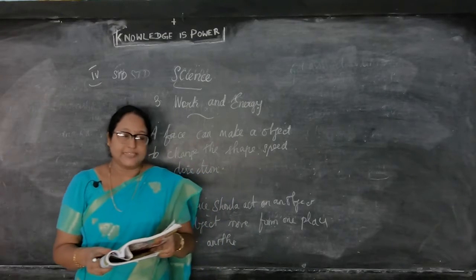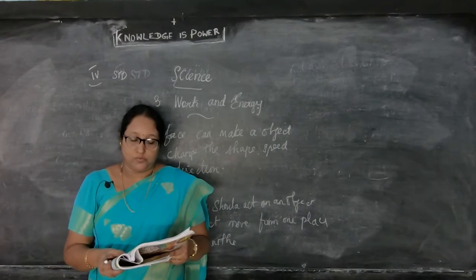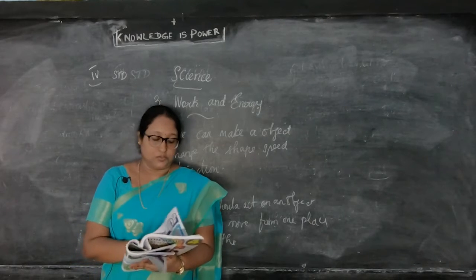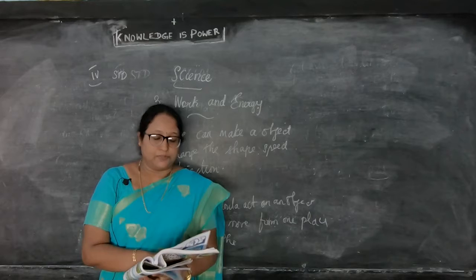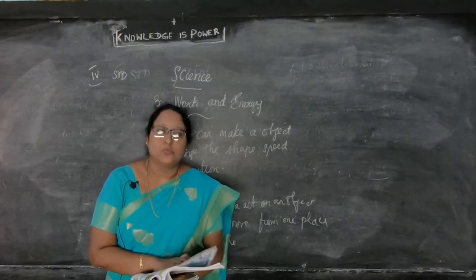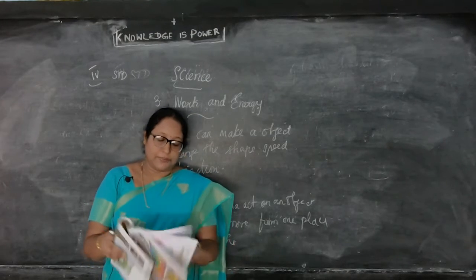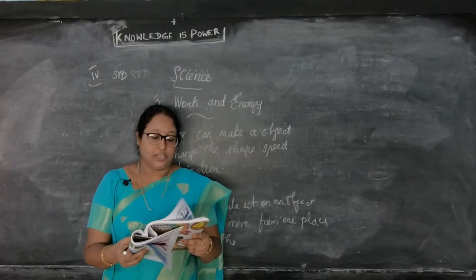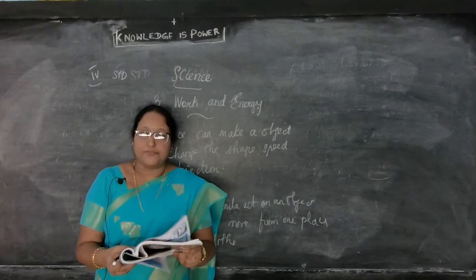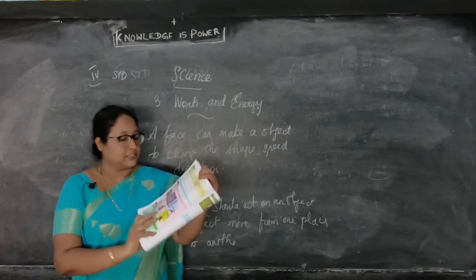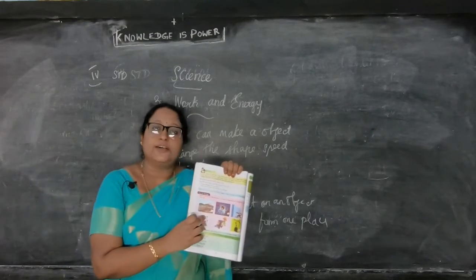Now, when the force acting on the object makes it move, it is said that work is done. So, what is work, children? When the force acts on an object, it moves, and that is said to be work done. Now, some pictures are given here, children. Observe the picture and put a tick if work is done and put a cross if work is not done. In the first picture, a farmer ploughing a field.